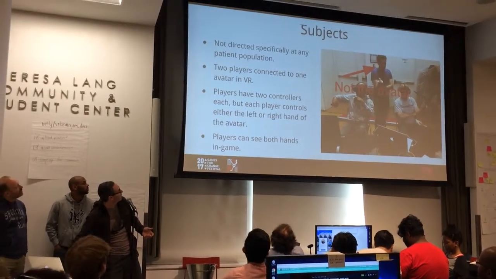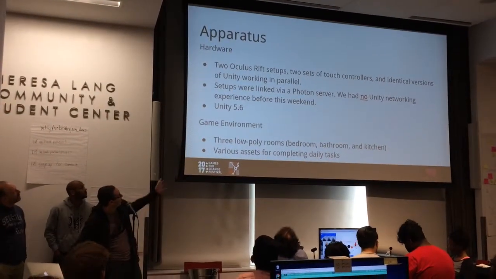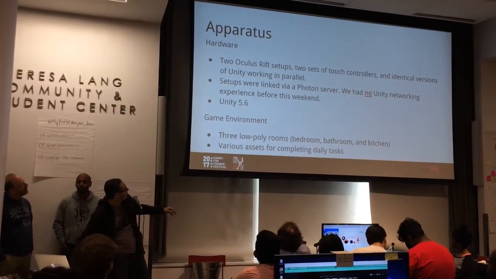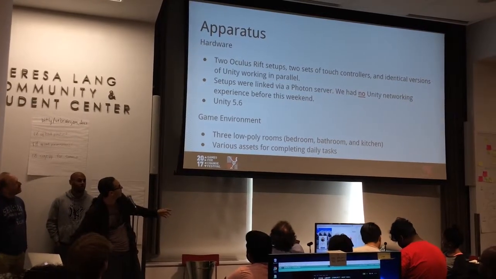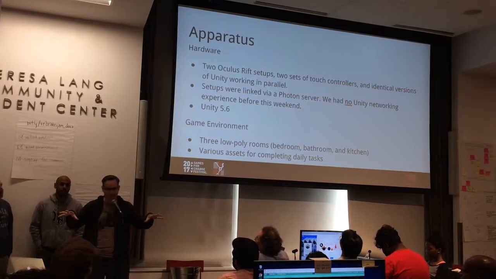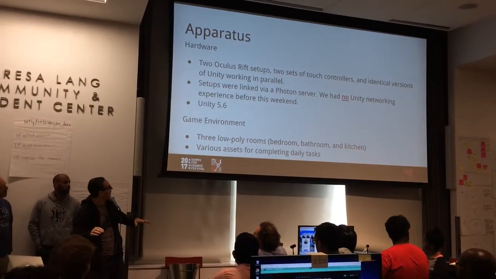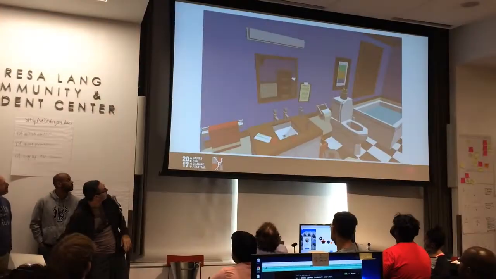So let's just get to the pictures. He's not the avatar, by the way. We have three low-poly rooms, a bedroom, a bathroom, and a kitchen, and a task list for them to complete. We used a Photon server and used two Oculus rigs side by side with equal setups in Unity 5.6. And let's get to the conclusions.